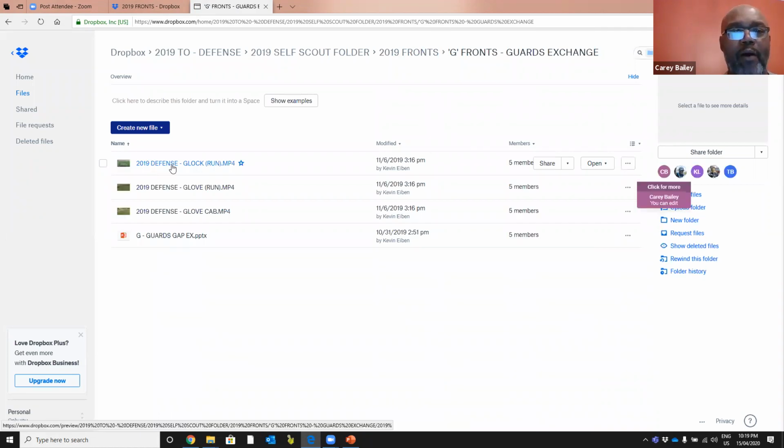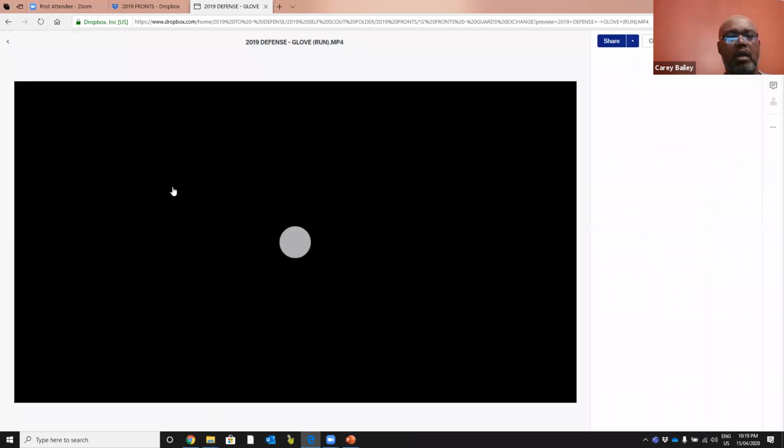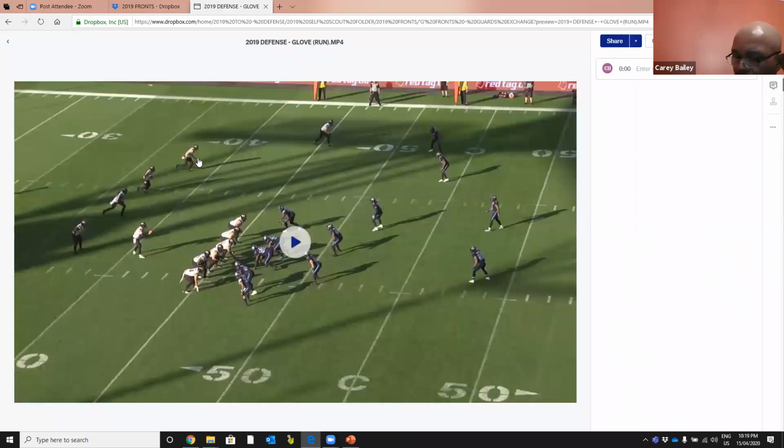All right, now let's talk about, all right, this is what we call glove. Now, here's what glove was. We're lined up basically in two eyes, but what's going to happen is this. If flow comes to me, I'm going to stay in my gap. If flow comes away from me, then I'm going to work into the B gap.